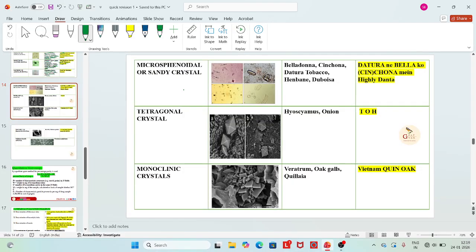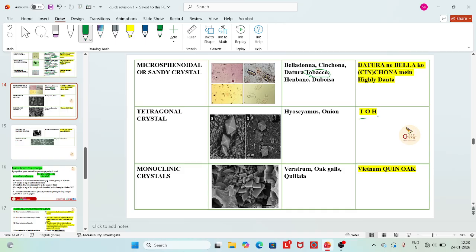Microspheroidal or sandy crystal, this is very important. Datura, Bela, Sinkona, Highly, Danta. Datura, Bela is belladonna, Sinkona is cinchona, Highly is henbane and Danta is duboisia. And there is also tobacco. So you remember the tobacco also in the microspheroidal or sandy crystal.